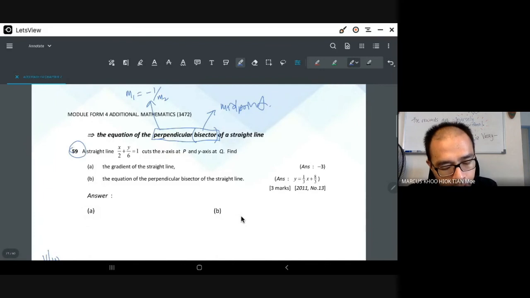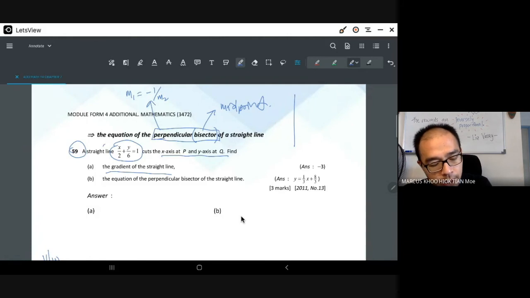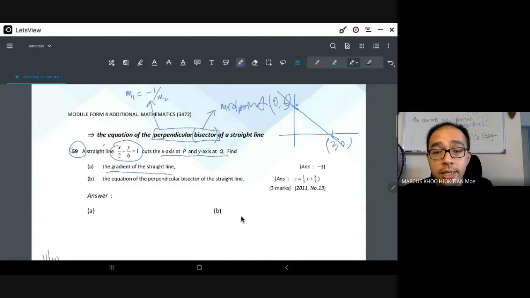Let's take a look at question 59. x over 2 plus y over 6 equals 1 cuts the x-axis at P and the y-axis at Q. Let's calculate the gradient of this straight line. How do you calculate the gradient of this? Fine, I'll do this. Here is 2, here is 6. So this is (2, 0) and this is (0, 6). When you calculate the gradient, you will get -3. This gradient is -3.